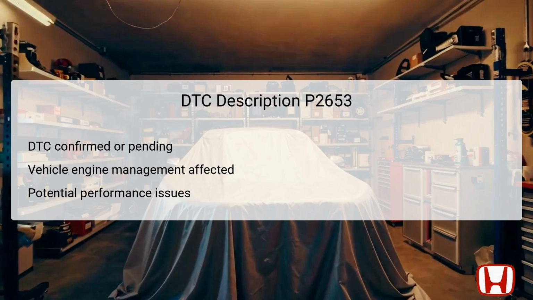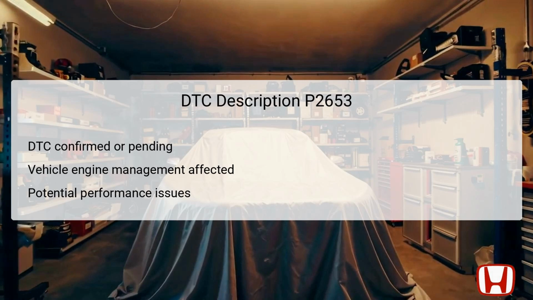DTC P2653 signifies a problem with the rocker arm oil control solenoid circuit showing low voltage. This can lead to impaired engine management performance by not allowing proper timing adjustments. When the vehicle's engine runs, this solenoid modulates the oil flow pressure that can significantly impact variable valve timing systems.